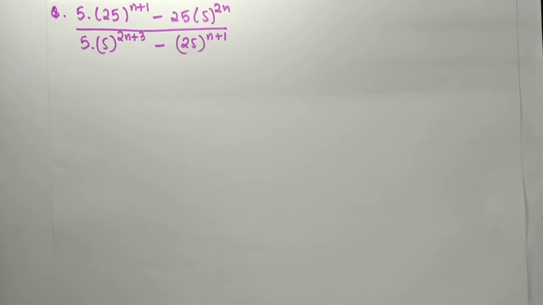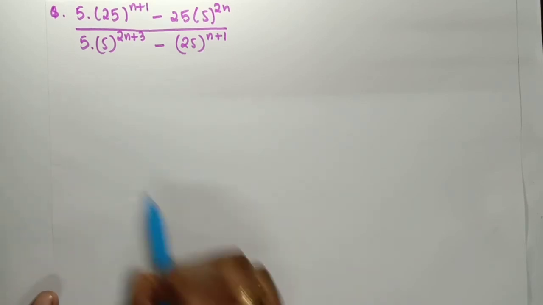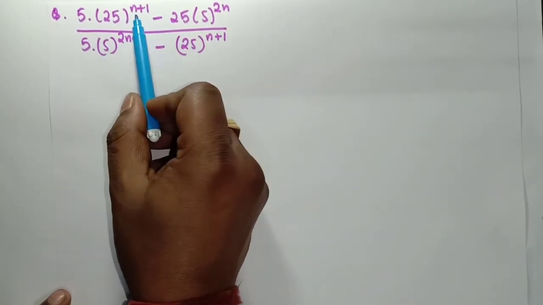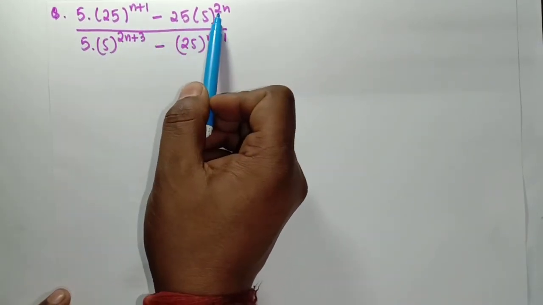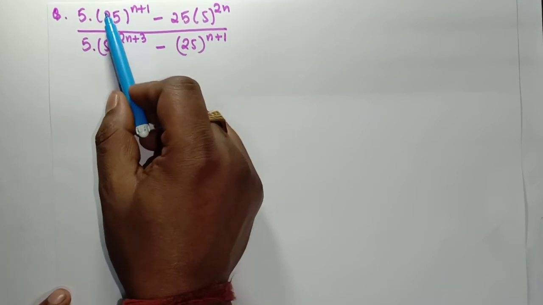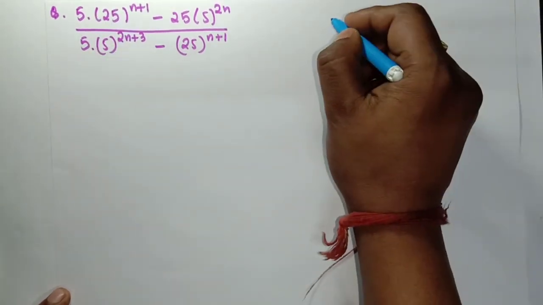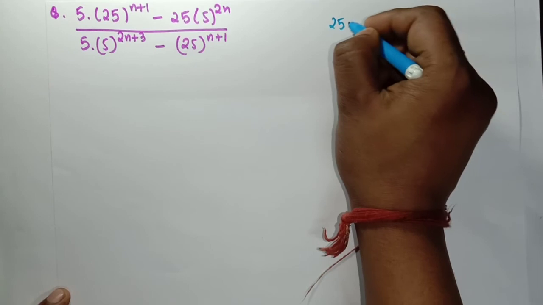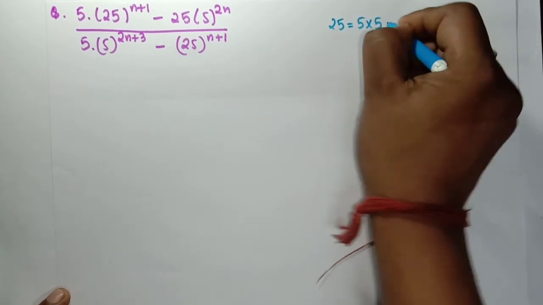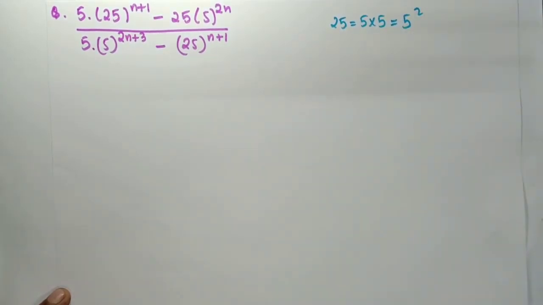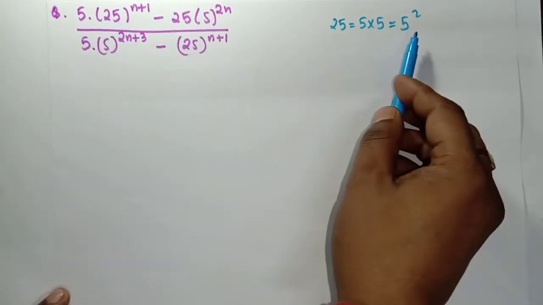Here we have one of the very important questions. Let's see what happens. You can see the question: 5 · 25^(n+1) minus 25 · 5^(2n). So already I have told you in my previous sum, always try to make it in power indices form. So 25 I can write as 5 into 5, and 5 into 5 is 5 square. That means this 25 I can write as 5 square.